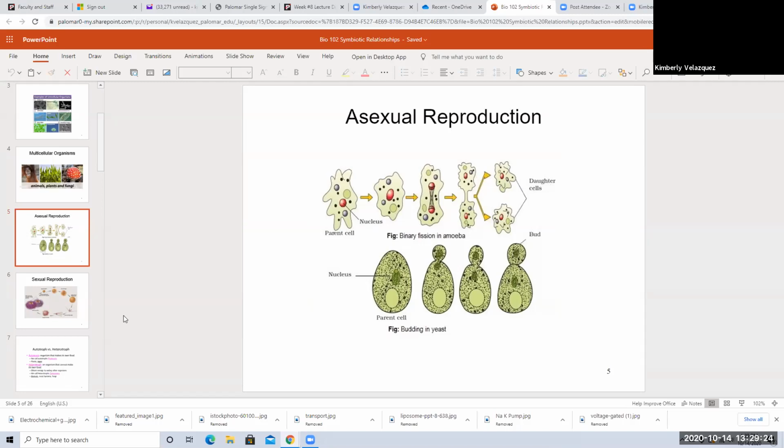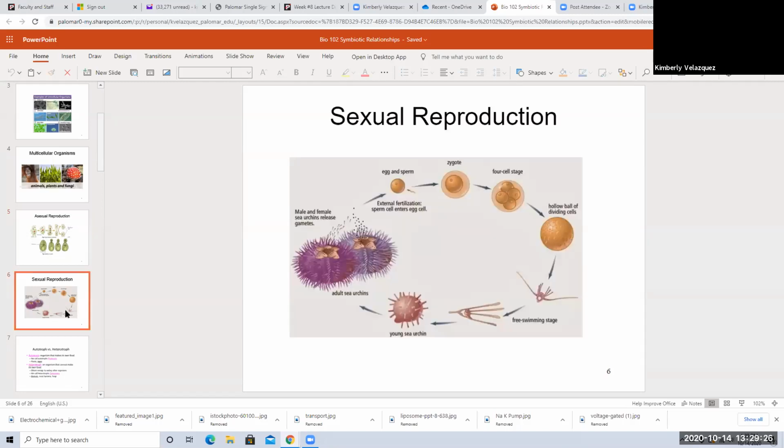So that's asexual reproduction. Compared with sexual reproduction, where egg and sperm come together, so there's a fertilization event that produces that very first cell, the zygote. So recall that both of these gametes, the egg and sperm, have the haploid number of chromosomes, while the zygote has the diploid number of chromosomes. And then that divides and divides, and the cells specialize and eventually make the entire mature organism. So that's sexual reproduction.